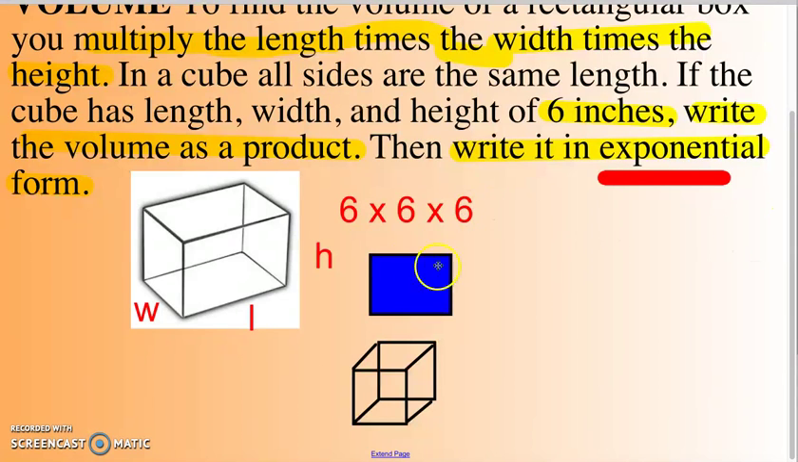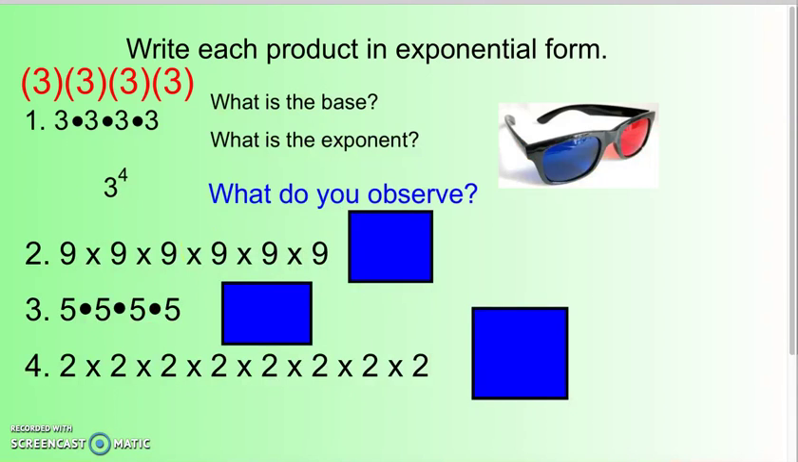Okay, and so how could I write 6 times 6 times 6? How could I simplify that and write it a different way with an exponent and a base? You're right, 6 to the third. That shows me that I have 3 6s, and it is a much simpler way to write this expression. Okay, let's try another problem.